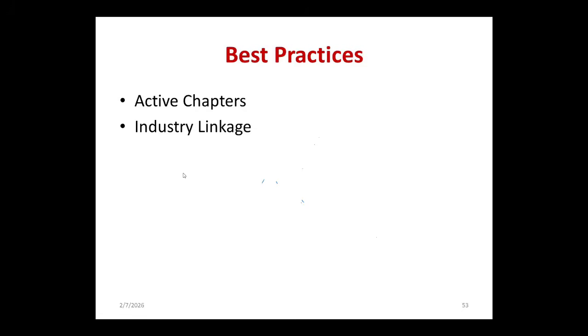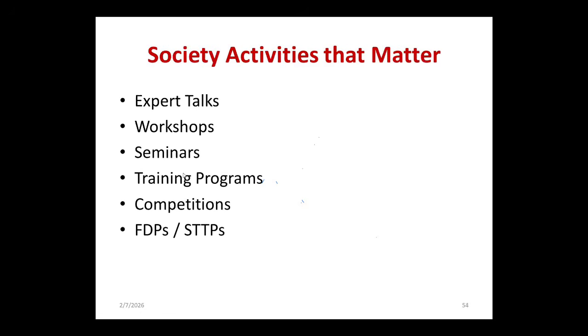Then best practices, that is active chapters and industry linkages. With the help of active student chapters, you can show that as a best practice in NAC. So those participants are just attending and they are eligible for NAC. By having such type of student chapters at your institute, you can show a good active chapter as a best practice under the NAC. Then society activities that matter, like expert talks, workshops, seminars, training programs, and competitions like project competitions or poster competitions. You can organize the FDPs, STTPs under the faculty chapter under your professional society, and just create the strong evidentiary documents for NAC and NBA.